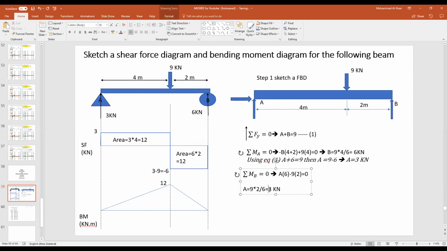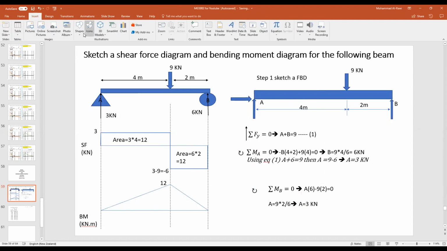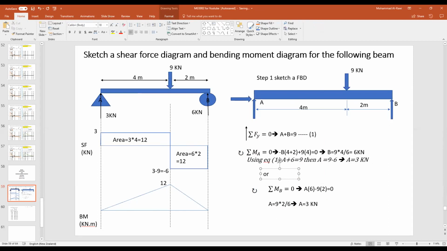So let's write this, at least to make sure you guys see it very clearly. I will call it OR. So let's bring this here so we don't confuse you. And we have another box here to say OR. So in case you want to take the moment around another point. OR, another method. So you don't need to do both. One of them is more than enough. And that's what we need to find.